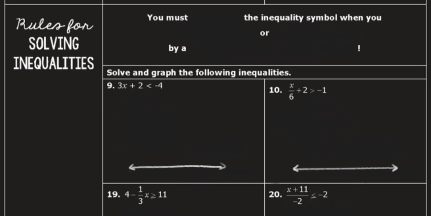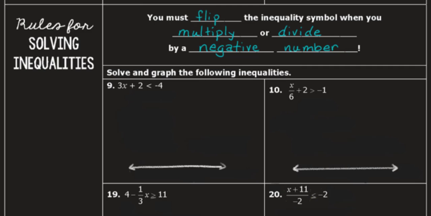Rules for solving inequalities. To solve an inequality, you will use the same steps as in solving equations, with one major difference. You must flip the inequality symbol when you multiply or divide by a negative number.